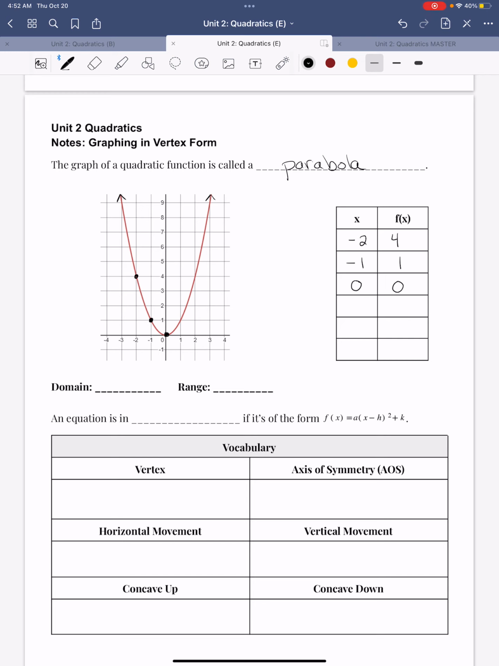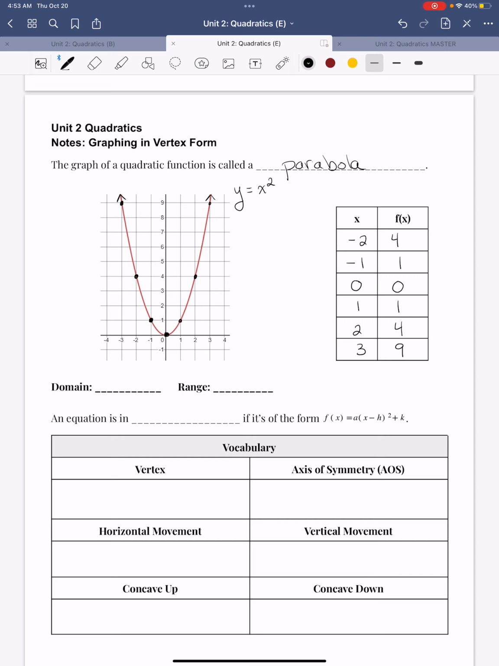Going in the other direction, we have the point 1, 1, and we have the point 2, 4, and we have the point 3, 9. We also have this point negative 3, 9. And we talked about before how this is the graph of y equals x squared.